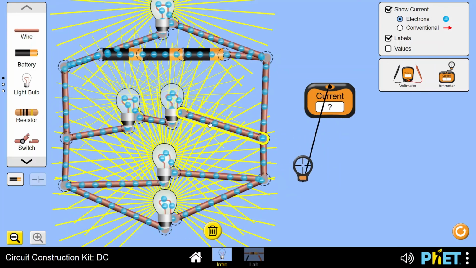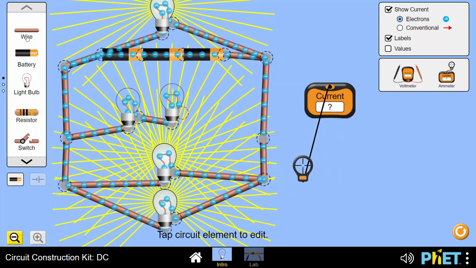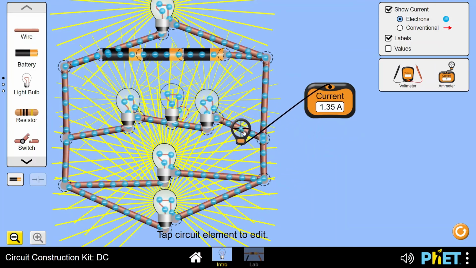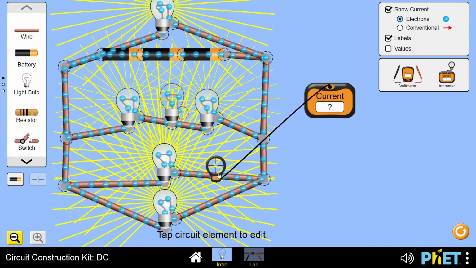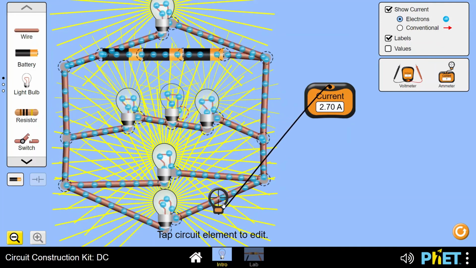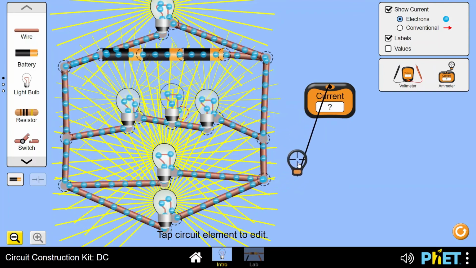If I stick another one here, yeah, it's getting even less. I'm slowing the current right down here. Less current flowing. Not affected these though. So that is the current in a parallel circuit. Remember, series circuit, one way to go. Parallel circuit, two ways to go, or more.